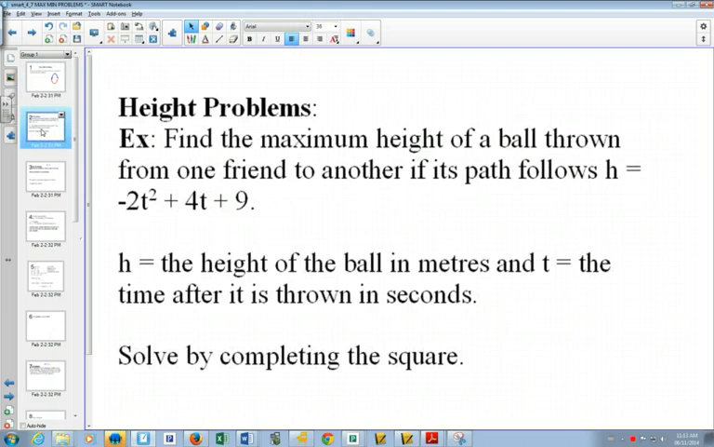So here's one that we've done already before. We've done it a little bit with our graphing calculator, but it's a question where an equation was given. Find the maximum height of a ball thrown from one friend to another if it follows this path. h is the height in meters, and t is the time after. And what we'll do is we'll solve by completing the square, because if we can complete the square, then we'll know where the vertex is, and if we know where the vertex is, we'll know where the maximum or minimum is, and we can graph the situation.